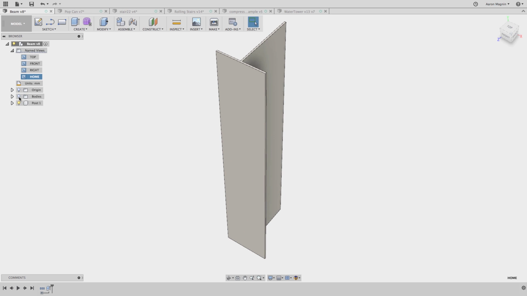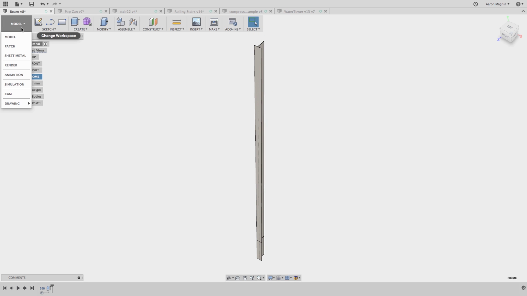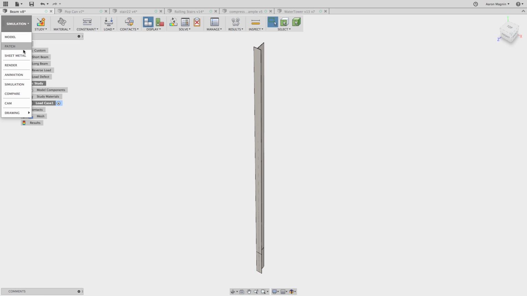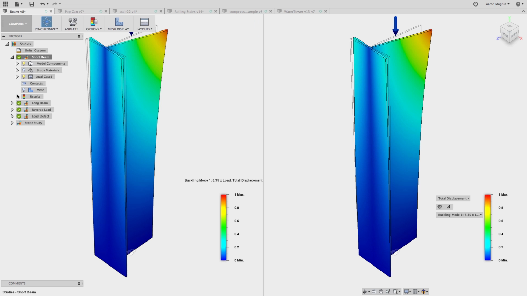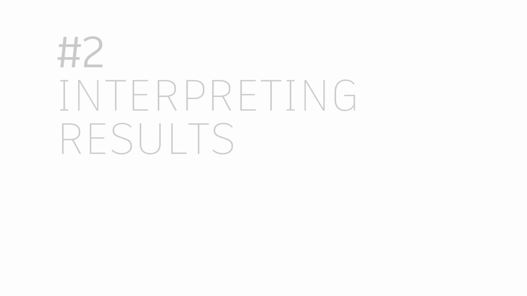To help demonstrate the effects of slenderness, let's look at a simple example using a T-beam. Here I have two versions, with the same cross-sectional area, material, load, and fixture, however the first is significantly shorter than the other. Using the compare workspace, we can see the buckling results side by side, and what's important to note is the buckling load factor, which brings me to interpreting results.